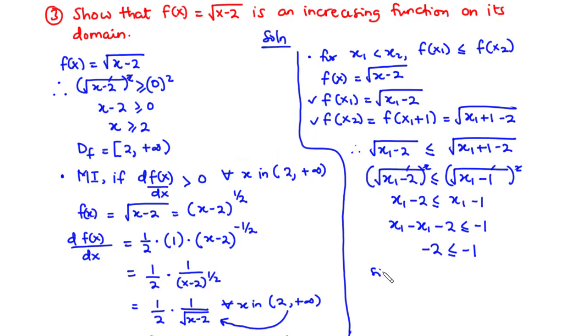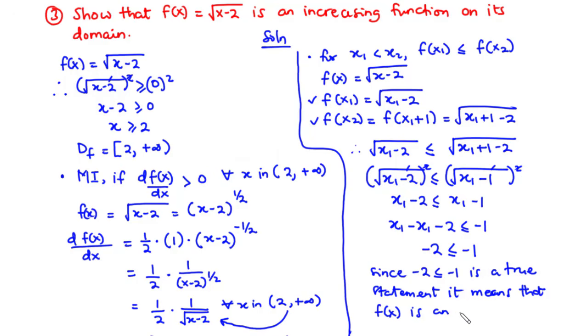Now since negative 2 is less than or equal to negative 1 is a true statement, it means that our initial assumption that f of x1 is less than or equal to f of x2 for this function is true. Therefore, f of x is an increasing function.